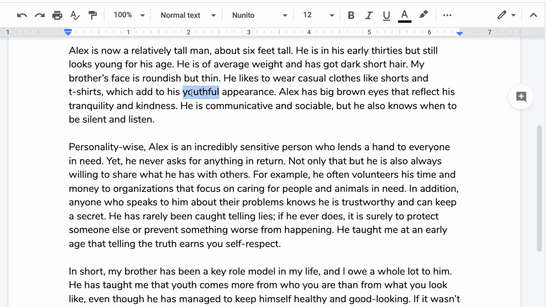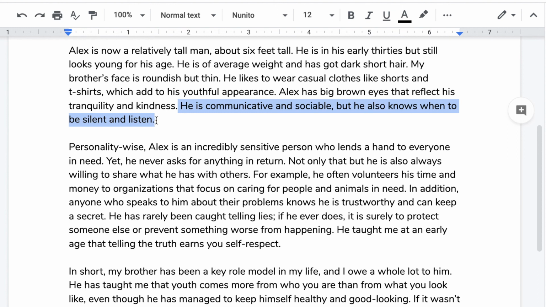Number 2, how different is the last sentence from the rest of the paragraph? Well, the last sentence is interesting, and I'm going to highlight actually the 2 last sentences. The second to last sentence, Alex has big brown eyes, a physical description, right, that reflect his tranquility and kindness. Again, a physical description that links to a psychological trait. And then in the very last sentence, you see a pure psychological trait, or a trait of Alex's personality. He is communicative and sociable, but he also knows when to be silent and listen.